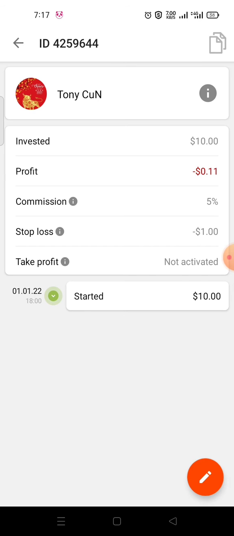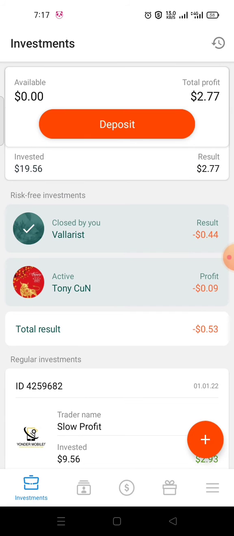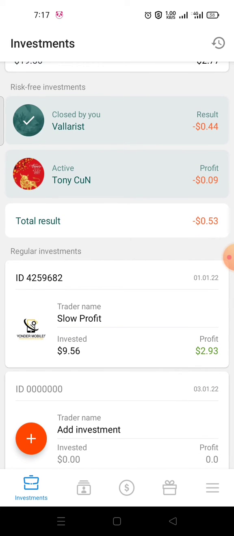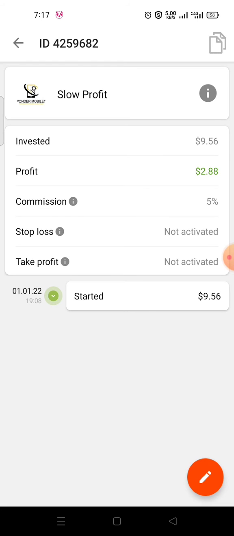Although they charge some fees for it, maybe $1 or something, I'll get $9 back, even if I lose my money. And secondly, this is the regular investment that I have to do, and as you can see, it's making about 2.88 dollars of profit.